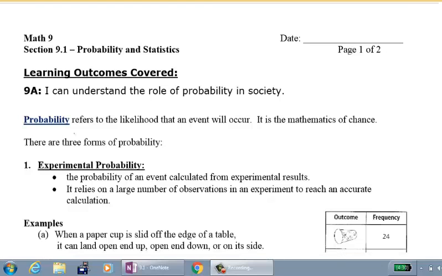Okay, this is section 9.1, and we're going into a chapter on probability and statistics.